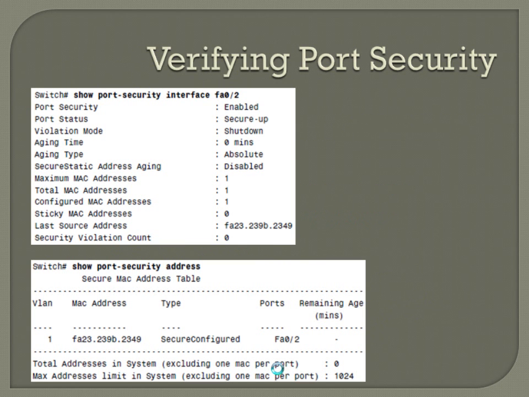And then for verifying port security, use the command show port-security interface and then the interface number. It'll show you the status, enabled, port status, violation mode, what action it's going to take if a violation occurs, aging time, number of MAC addresses connected, the maximum MAC addresses configured for that port, and the last source address. If you've got any violations, you'll see the security violation counter increment. You can also use the show port-security address command, and it'll show you each of the VLANs and their corresponding MAC addresses and security types set for those ports.